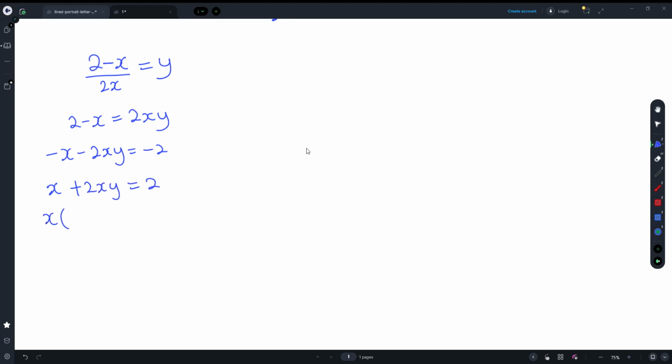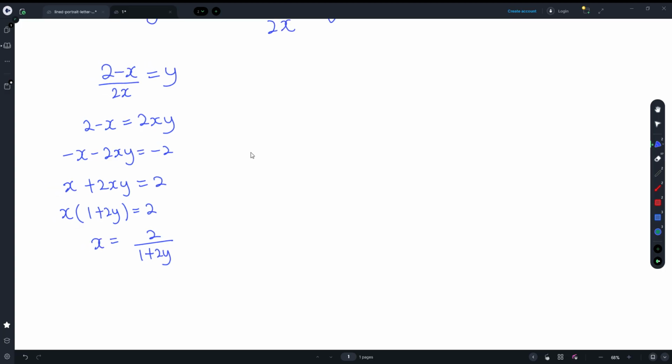Then I'm going to factorize the x. So x times 1 plus 2y is equivalent to 2. And I'm going to make x the subject. It's going to become 2 over 1 plus 2y. Okay. With that, I can continue to give the answer. The answer for g inverse of x will be 2 over 1 plus 2x. And that will be my answer for part A.